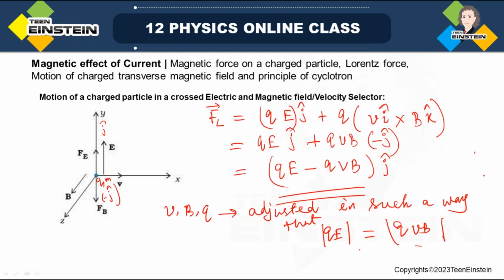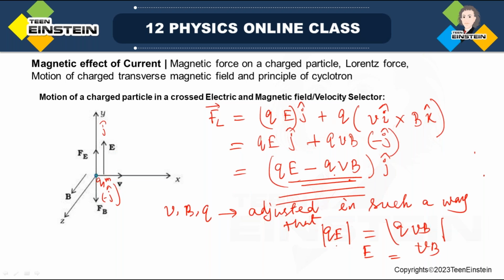So in that case, we can write E is equal to vB. If they become equal to each other, the charged particle will not have any force on it. Even though the charged particle is moving through a region where a crossed electric and magnetic field is present, it will not experience any force due to either the electric or the magnetic field.